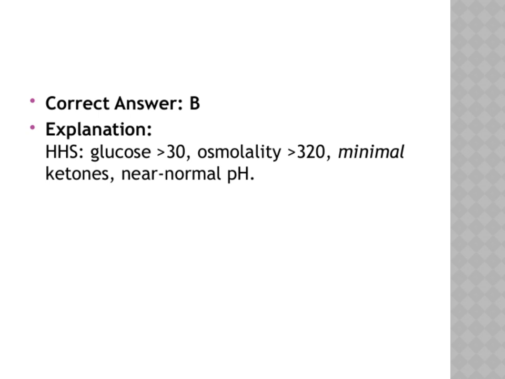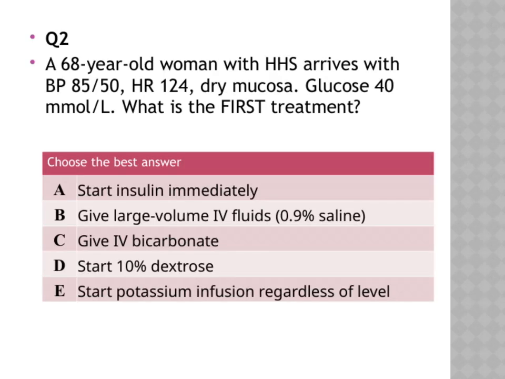Understanding these key lab features helps us recognize HHS quickly and distinguish it from other diabetic emergencies. Remember, the combination of very high blood sugar, elevated serum osmolality, minimal ketosis, and near-normal pH is the classic pattern we should keep in mind. Let's take a closer look at this case.